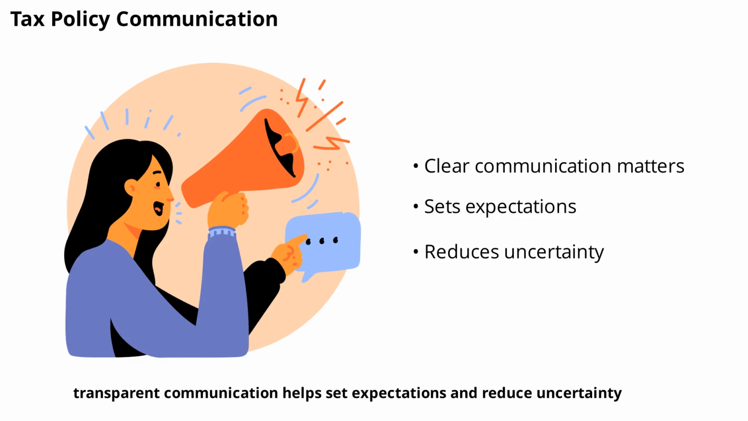Clear, transparent communication helps set expectations and reduce uncertainty, making it easier for consumers and businesses to plan. Poor communication, on the other hand, can lead to confusion and unpredictable inflation effects.